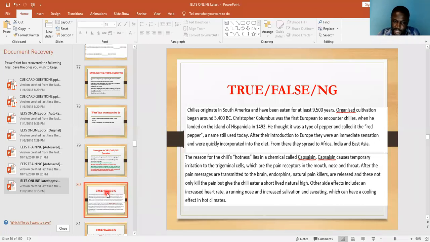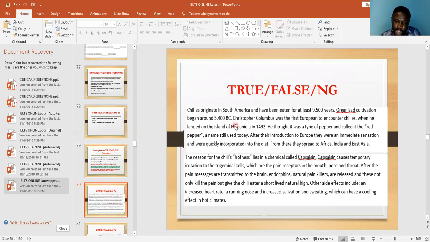Chilies originated in South America and have been eaten for at least 9,500 years. Organized cultivation began, so this is talking about chilies. And this is the history of chilies because you can see dates. So organized cultivation began in 5,400 BC.